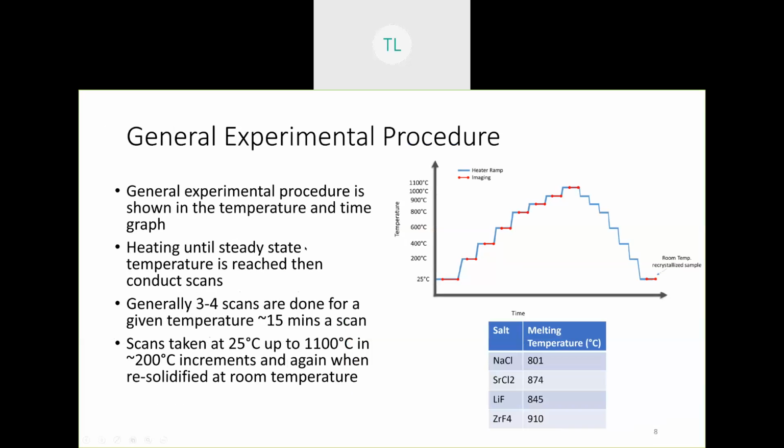The experimental procedure is that we heat until a steady state temperature is reached, and then we conduct scans. We do 3 to 4 scans per temperature, and we're doing temperatures from 25 degrees C up to 1100 degrees C in 200 degrees C increments, and then again once the sample is resolidified at room temperature. Just to give you an idea, these salts melt between 800 and 900 degrees C. So here, they're melted at these temperatures. Down here, they're not, and down here, they are also not melted.